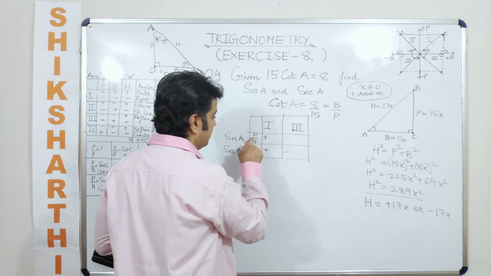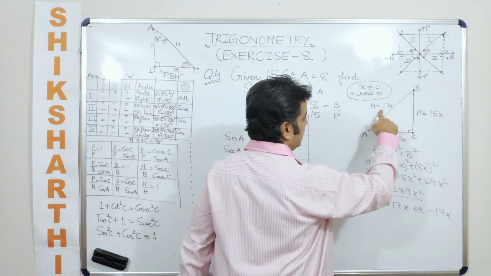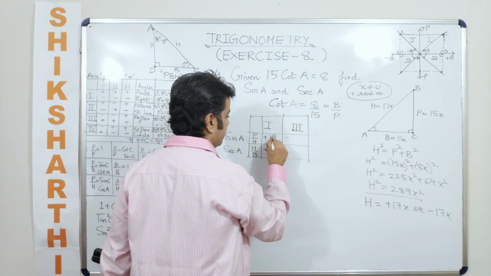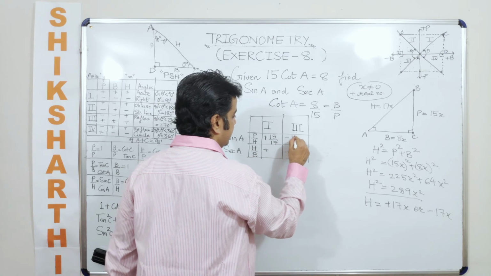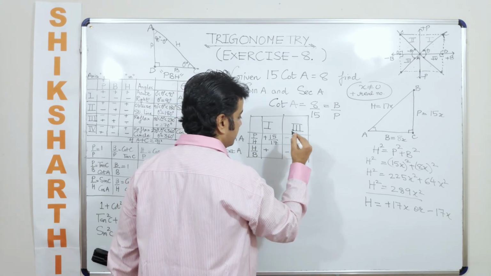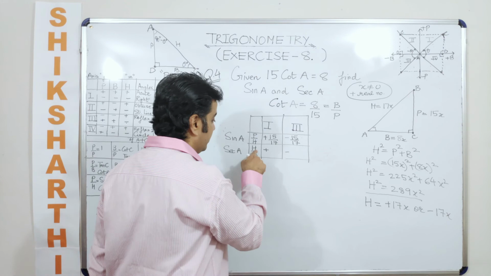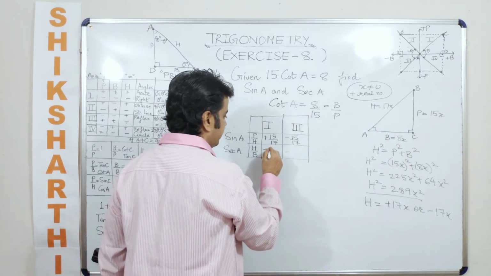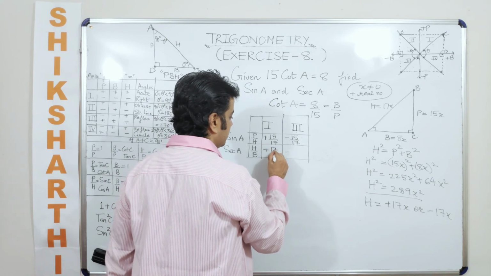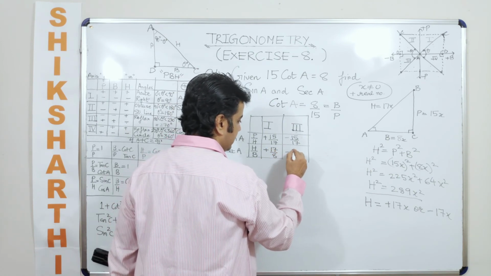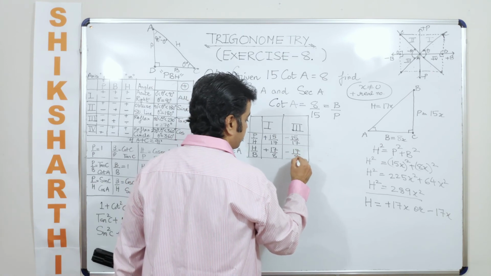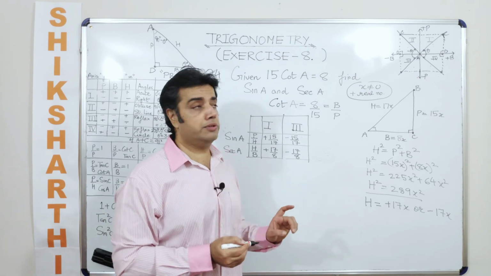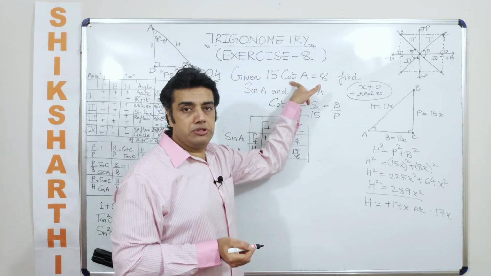And now you can just substitute the values. So p upon h is 15 by 17, and in this case we get minus 15 by 17. Right? Here we know it is h by b. So h by b gives me 17 by 8, and the second value that we are going to get from here is minus 17 by 8. This is the complete and the correct solution for the piece of information that was given to us.